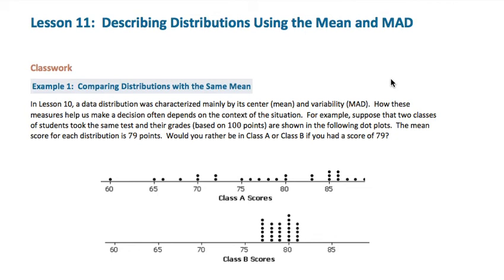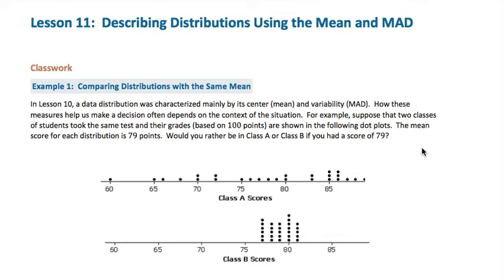In Module 6, Lesson 11, we'll describe distributions using the mean and the mean absolute deviation, much like we did in the past lesson. In Lesson 10, a data distribution was characterized mainly by its center, or the mean, and its variability, the mean absolute deviation. How these measures help us make a decision often depends on the context of the situation.